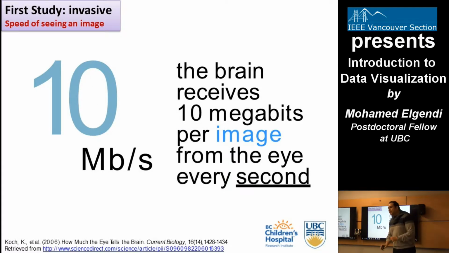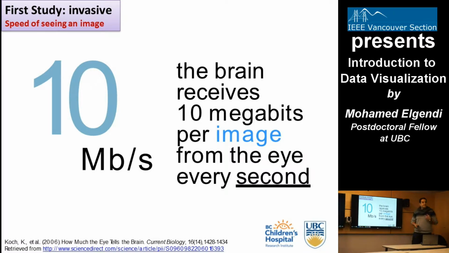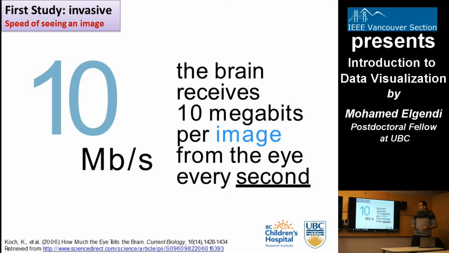The first study I'm going to look at is an invasive study, and that study was done on a guinea pig. They put a microarray in the brain, and they started showing some photos and looking at the firing of the neurons. They found that the response of the neurons is about 10 megabits per second for firing each image. And that was very interesting.